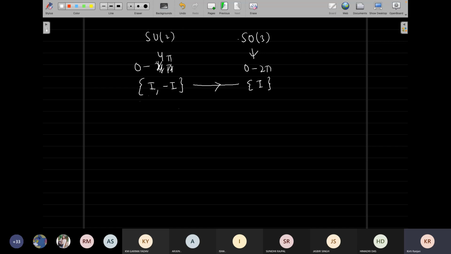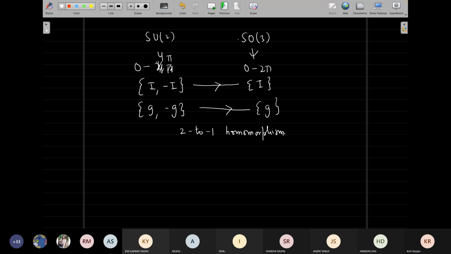So you will find that something like G and minus G will correspond to one element of this group, which is between 0 to 2 pi. So it is almost like saying that I have this SU2 group, which is a 2 to 1 homomorphism with SO3.